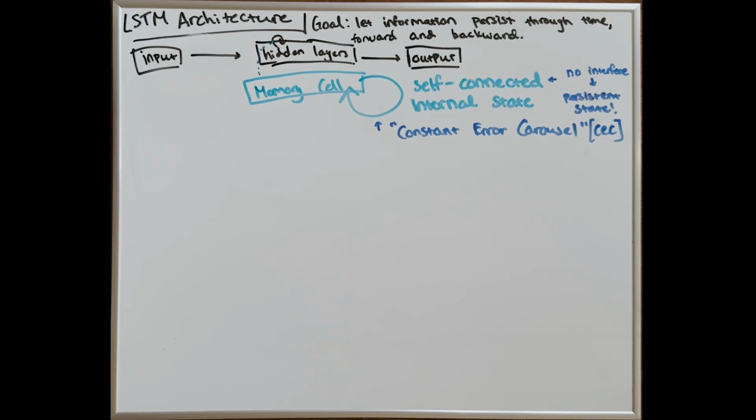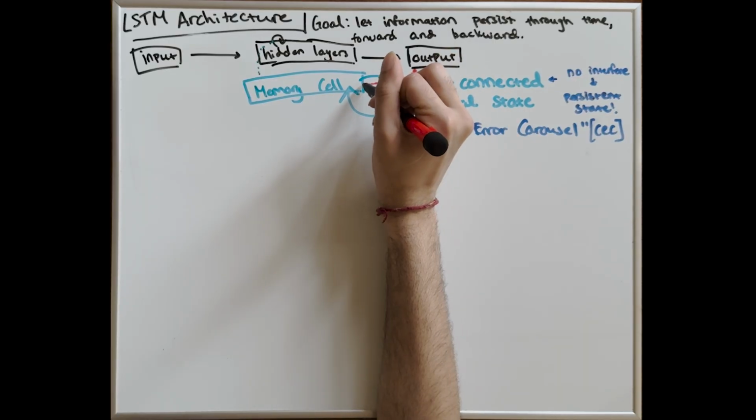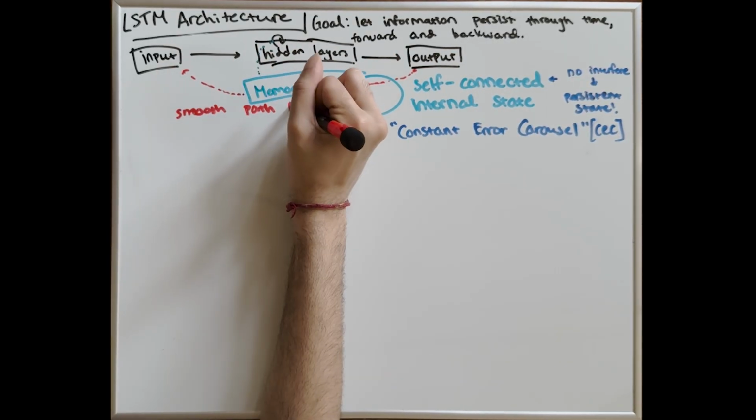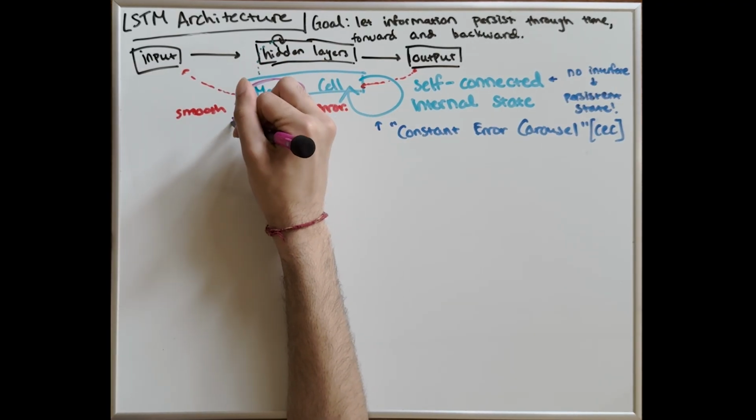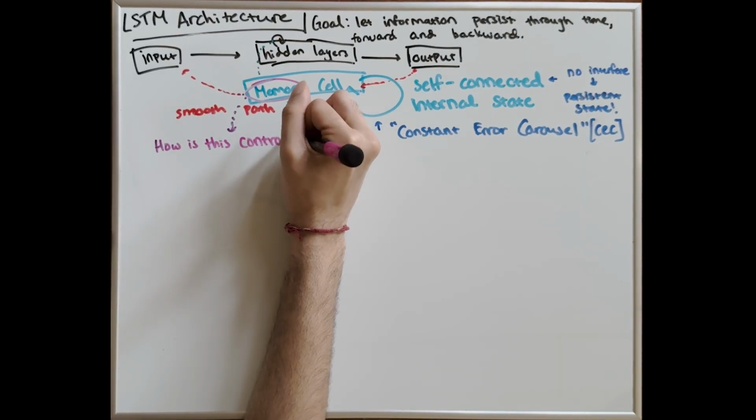So the CEC is designed so that the state can persist through time, but it also makes it much easier for the error signal to reach far back into the past. This helps solve the vanishing gradient problem we mentioned earlier, but we'll get into this later in the video. Already, this memory cell is an improvement over traditional RNNs, because now the network has a place specifically designed to store information through time. But this naive memory still does not solve the problem of control.